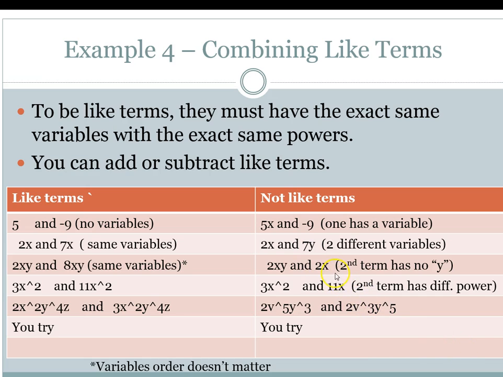2xy and 2x are not combinable because they don't have the exact same variables. One has just x, one has xy, so the second term has no y. 3x squared and 11x squared are like terms because they have the same variable and each variable has the same power. X has a power of 2 here, x has a power of 2 here. So you could add those together to make 14x squared or subtract them to make -8x squared.